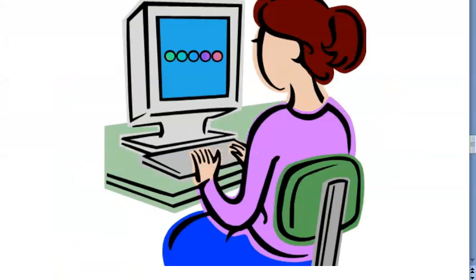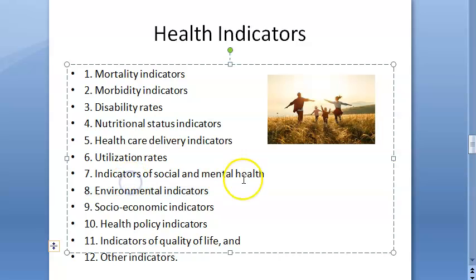What are we looking at? Health indicators. So till here we have looked at these, now we have to go to environmental indicators. Environmental indicators, okay.